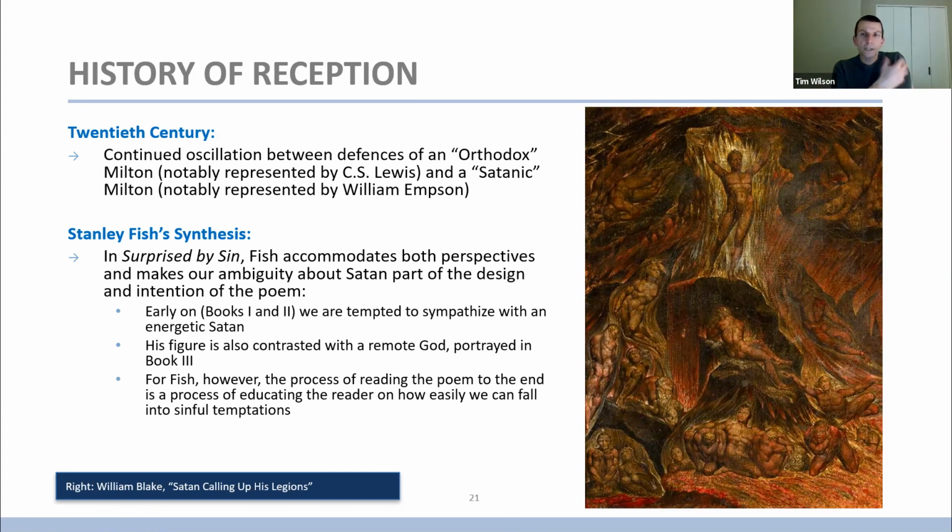So C.S. Lewis's interpretation is that this is an orthodox poem. It's about trying to guide us to God, and you're fooled. It's only a limited perspective that sees Satan as heroic.